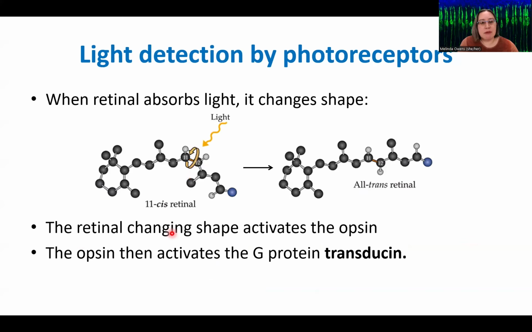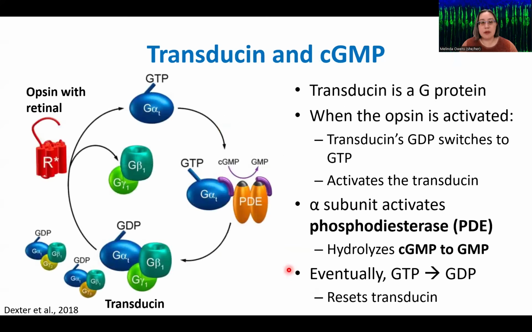Okay, why does that matter? It matters because the retinal is embedded in the opsin. So when it changes shape, it activates the opsin. And that's true of all the opsins in all the different types of cones and rods. The opsin then will go and activate a G protein called transducin. Okay, so what's up with transducin? Well, transducin is a G protein, but it's a little bit different from the other G proteins that we've talked about. It's not like a typical G protein.